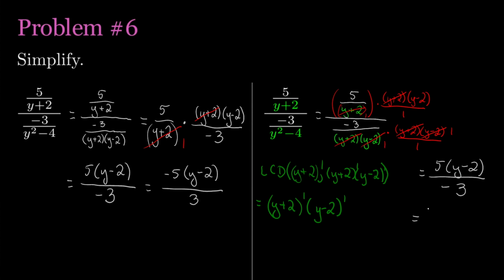And again, as before, we don't like the negative in the denominator, so we transfer it to the numerator simply as a factor of negative 1. And that's it. That's the answer in simplest terms.